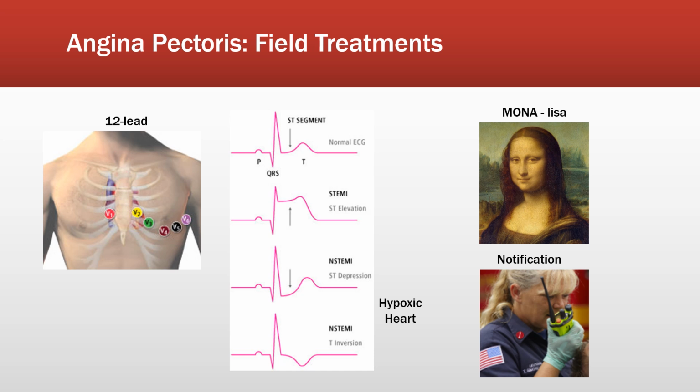You're going to think about your MONA, Mona Lisa. And MONA stands for morphine, oxygen, nitro, and aspirin. It's not the order you give it in. It's actually reverse. Oxygen if they need it, aspirin, nitro, and if they're still having pain after those nitro, then you're thinking about morphine. And then notify the hospital, transmit that 12 lead, and get the cath team ready.